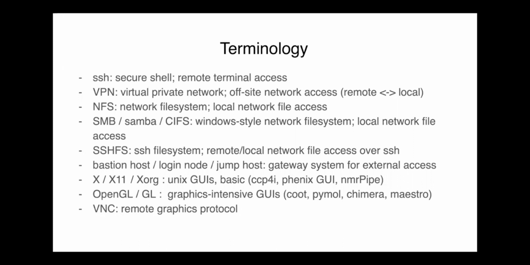NFS stands for Network File System. It is a way to do local network file access, and it's usually not accessible over VPN for security reasons. SMB, Samba, and CIFS are three names or acronyms for what there may be technical differences between, but you can consider them as the same thing. That's another way to do network file system access over a local network. That is more frequently something that is made available over a VPN.